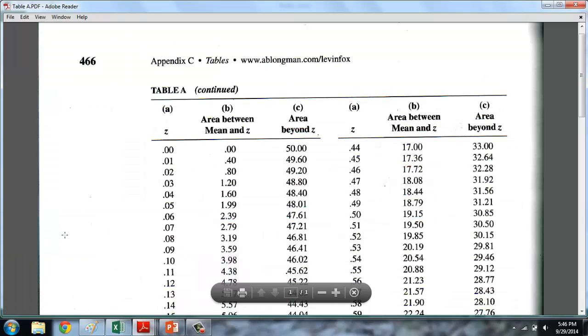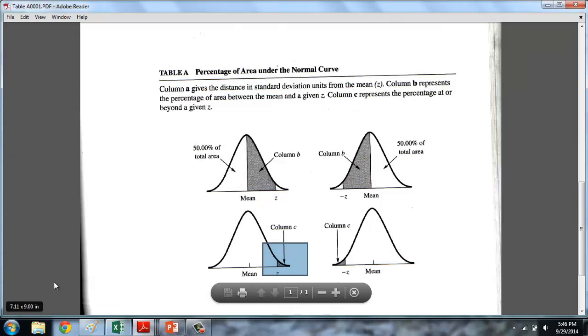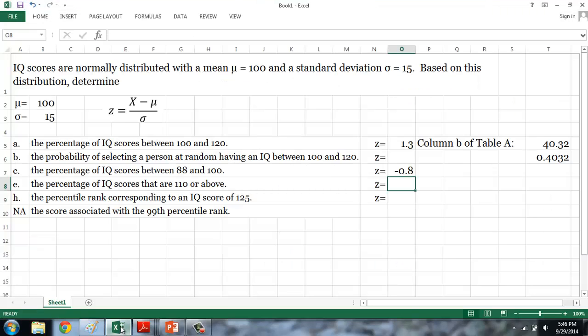If you look at the table, you will see there are no negative z-scores. This is because, since the distribution is symmetrical, the area between the mean and some positive z-score is the same as the area between the mean and that score as a negative score. In both cases, we look to column B. So our z-score is 0.8.